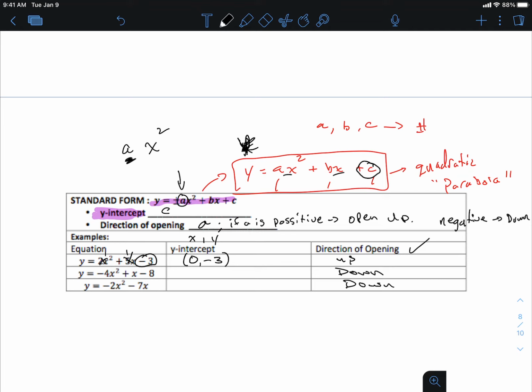Now, why is that the case? Why am I telling you that it's just the C value? Well, let's take a look here. If I take this equation, I'm going to write it down here.